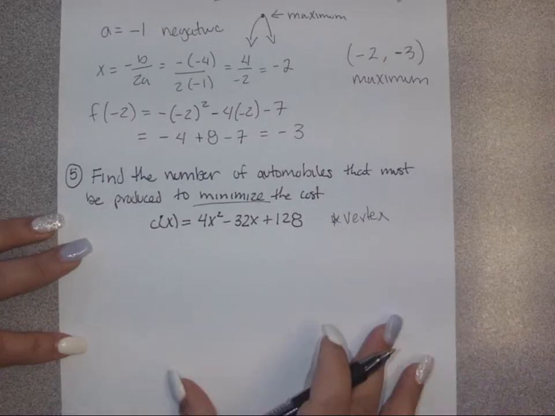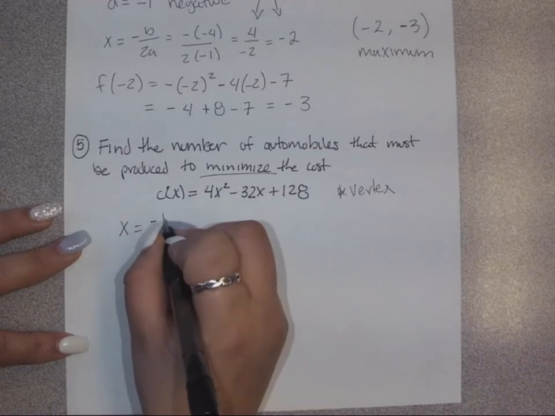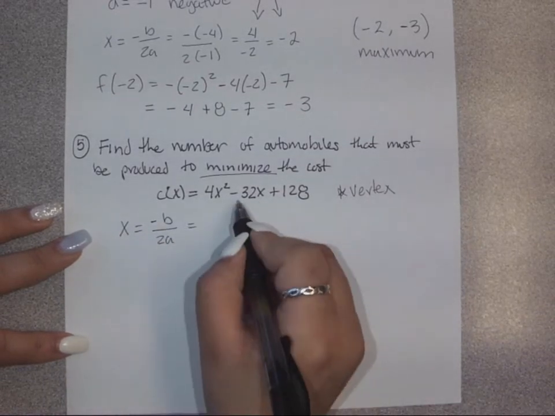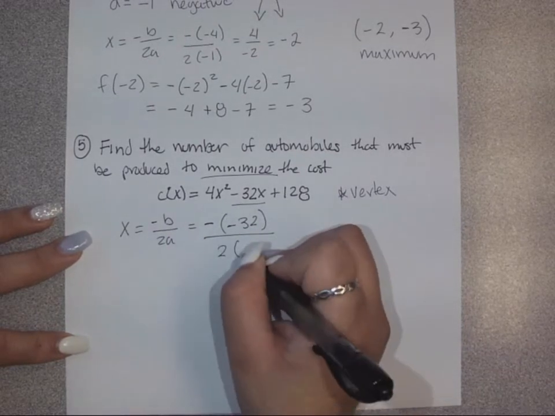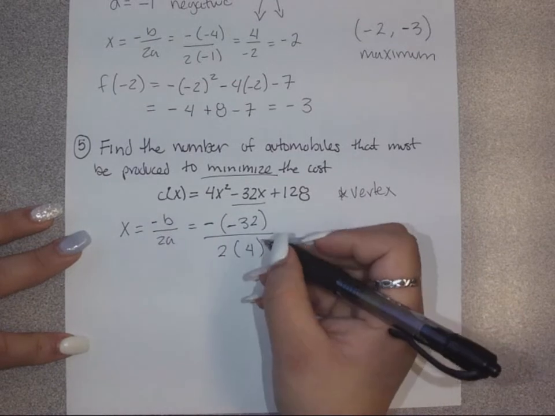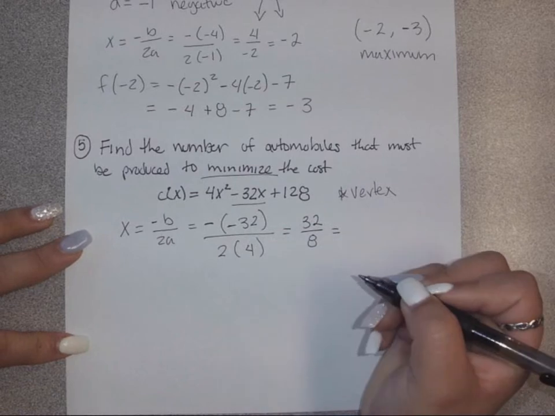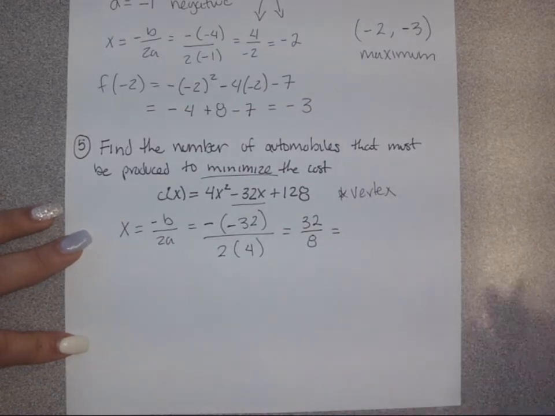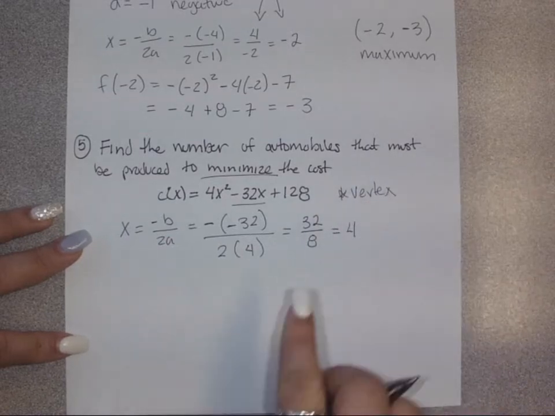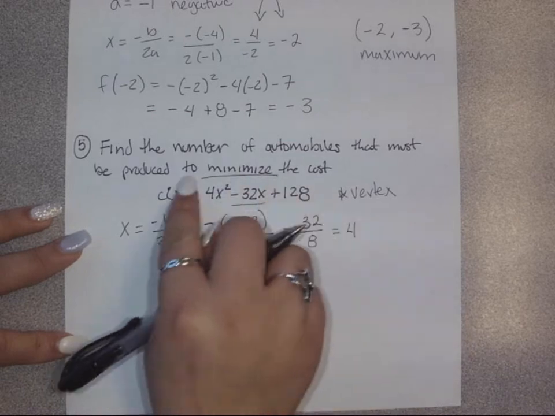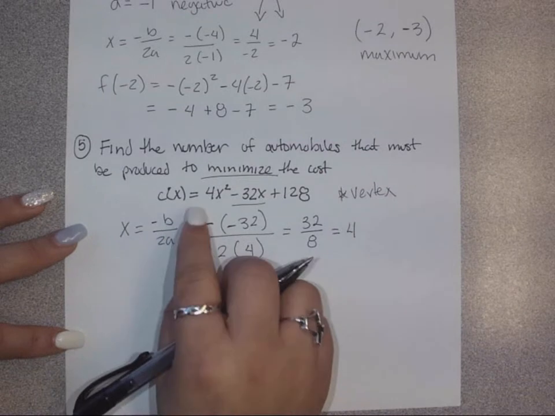So if we're trying to find the vertex here, x is the value of negative b over 2a. Our b value in this case is negative 32, over 2 times a, where a is 4. So we end up with positive 32 over 8, and if you plug this in your calculator, you should end up with 4.